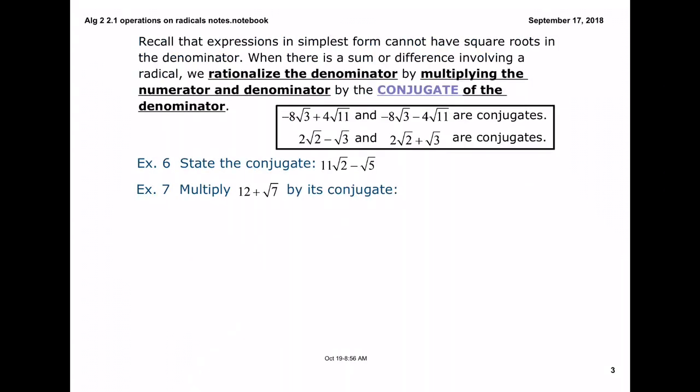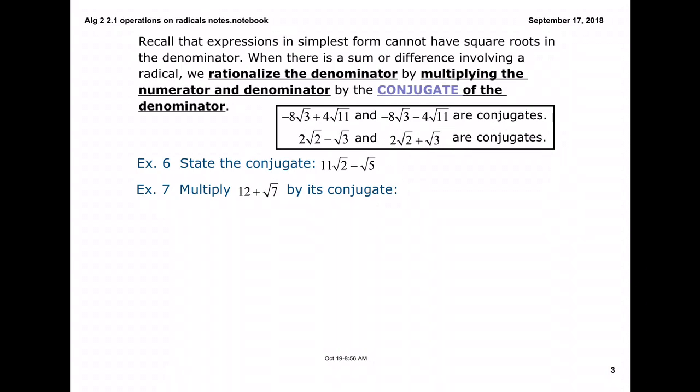Recall that expressions in simplest form cannot have square roots in the denominator. When there is a sum or a difference involving a radical, we rationalize the denominator by multiplying the numerator and the denominator by the conjugate of the denominator. So when we look at these examples, if we have negative 8 root 3 plus 4 root 11, the conjugate is negative 8 root 3 minus 4 root 11.